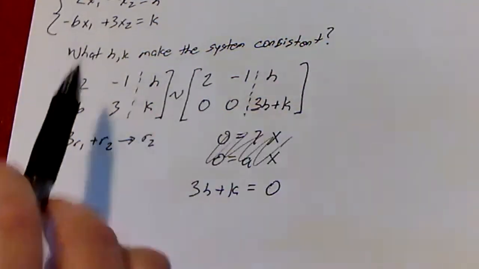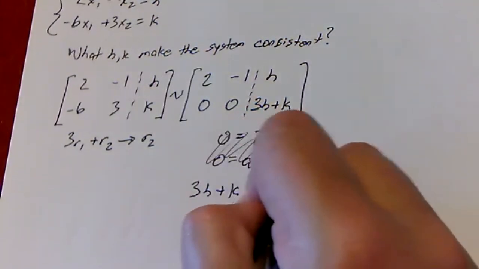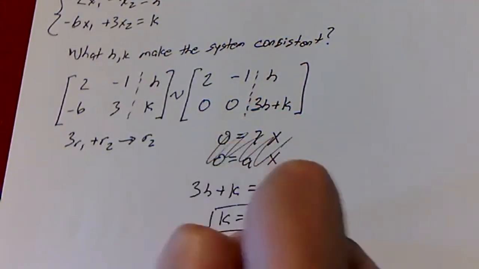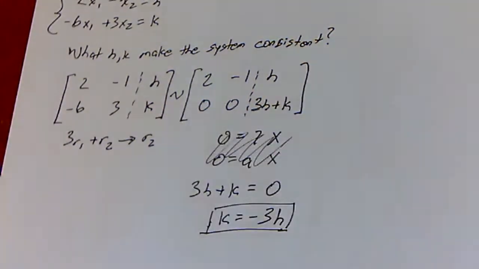Well, I can't give a specific value for h and k, but I can say that k will have to be equal to negative 3h. So whatever I pick out for k, that determines h, or whatever I pick out for h will determine k. So what values of h and k make that consistent? Well, it's when 3h plus k is 0, or when k is equal to negative 3h.